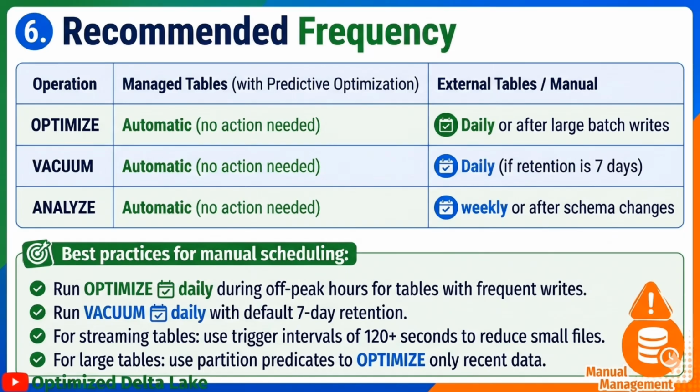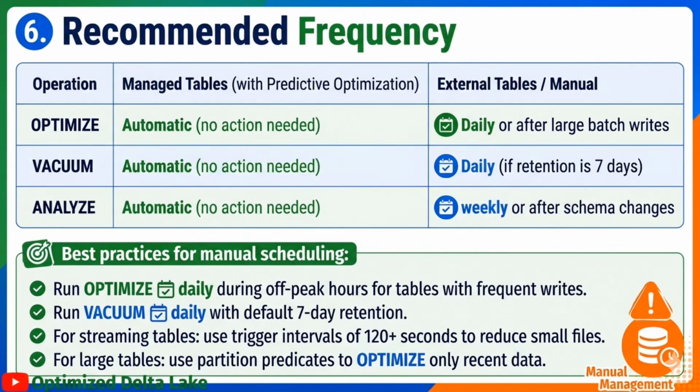Now, let's look at the recommended frequency for the most important Delta Lake maintenance operations. We'll compare managed tables with predictive optimization against external tables, where maintenance is handled manually. First is Optimize. For managed tables with predictive optimization, Optimize is automatic, so no manual action is needed. For external tables or manually managed tables, run Optimize daily or after large batch writes. As a best practice, run Optimize daily during off-peak hours for tables that receive frequent writes.